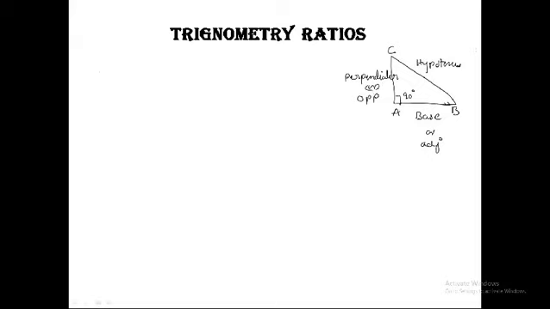So here totally we will have six ratios. One is sine theta, and perpendicular I'll represent with P, base with B, and hypotenuse with H. So your sine theta will be perpendicular side by hypotenuse side, and cos theta will be base side by hypotenuse side, and tan theta will be sine theta by cos theta. If you learn this sine theta and cos theta perfectly, the remaining ratios you can write easily.